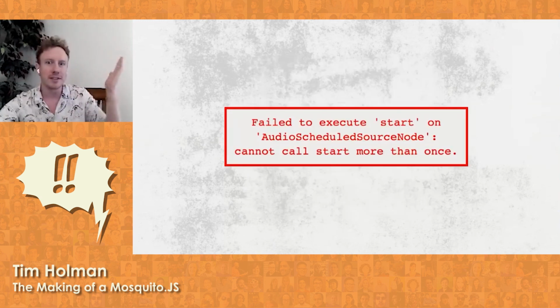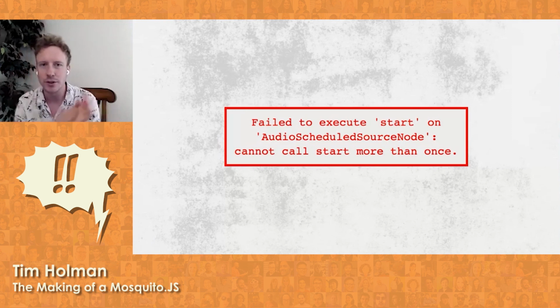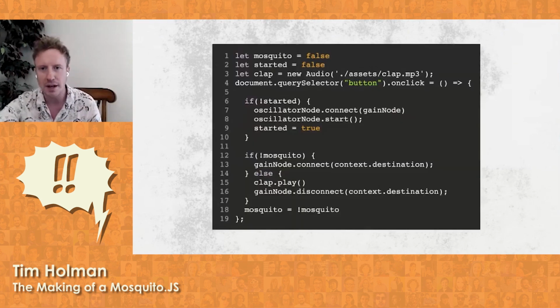And then I found this when I tried to start my mosquito again. It turns out you can't restart an oscillator node once you've called stop on it. I have no idea why. My best guess is that once you clap a mosquito completely out of existence, you can't obviously clap a mosquito into existence. So I had to do a bunch of different things here.